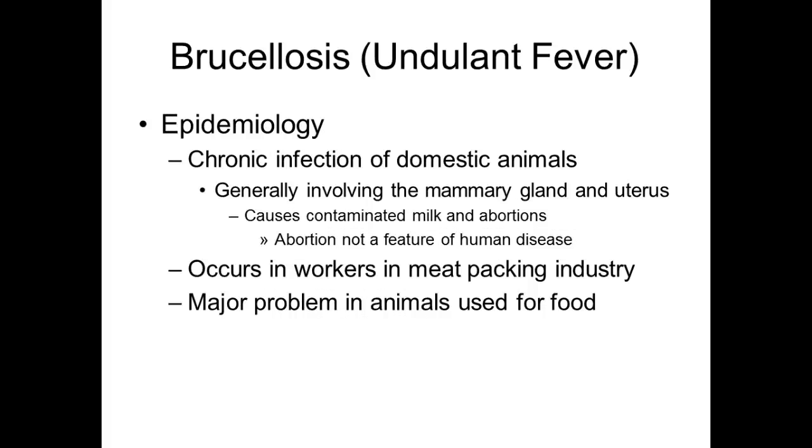So it's a chronic infection in domestic animals, generally involving the mammary glands. This is why it can be passed into the milk and, unfortunately, the uterus. And so this is why it can cause abortions. Although abortion, as I said, is not a characteristic of human disease. It occurs, of course, in workers dealing with the meat packing industry as well as the dairy industry. And so it can create a major problem for us for the fact that we use these animals for food.